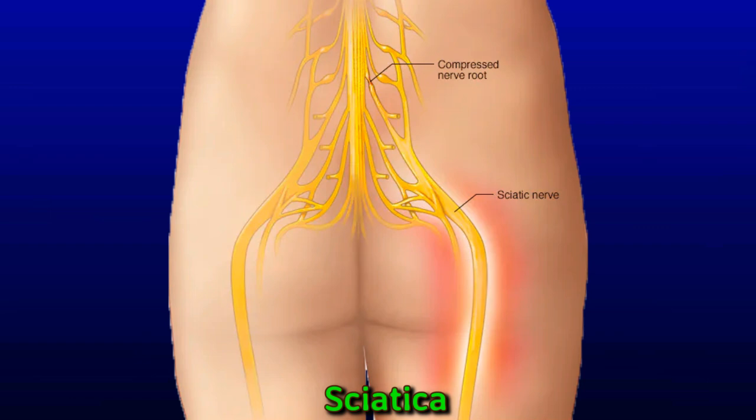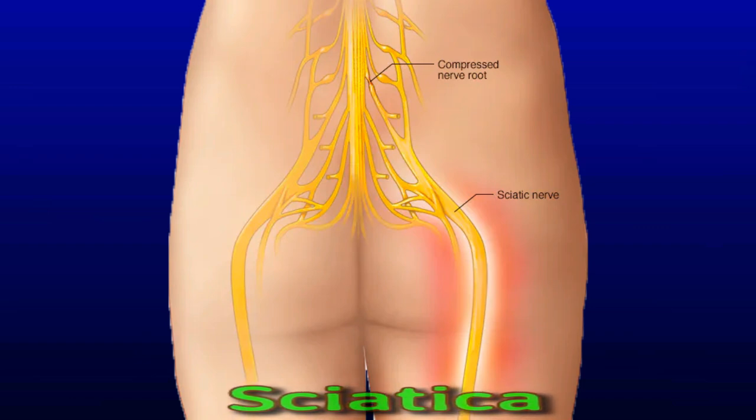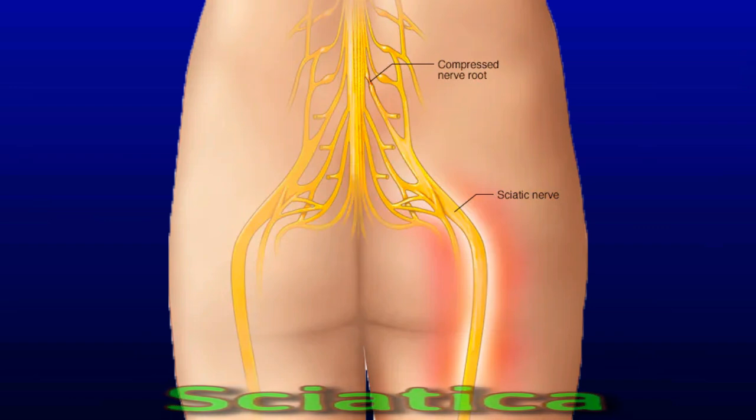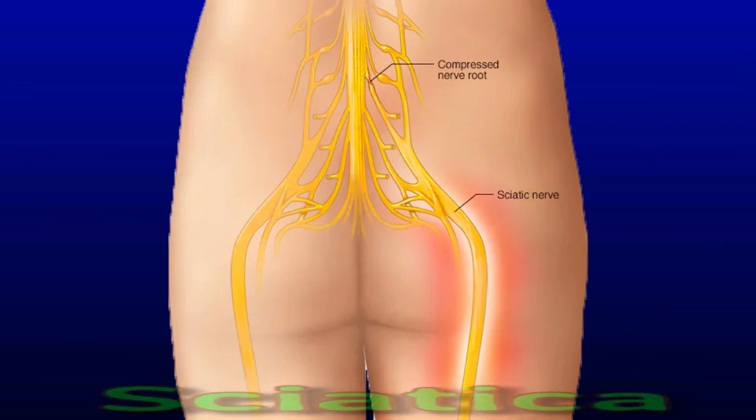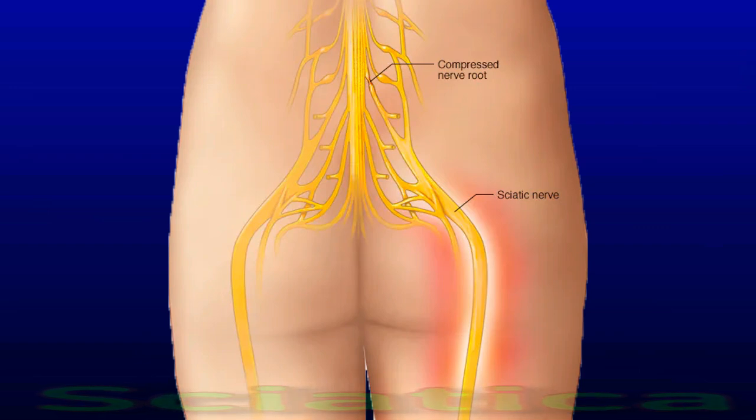Treatments. A person may require surgery to remove the part of the disc pressing on the nerve, though this is rare. The American Academy of Orthopedic Surgeons estimates that sciatica goes away without surgery in 80 to 90% of people with the condition. Non-surgical treatments include applying ice and heat, movement and gentle stretching, and exercises to relieve inflammation.